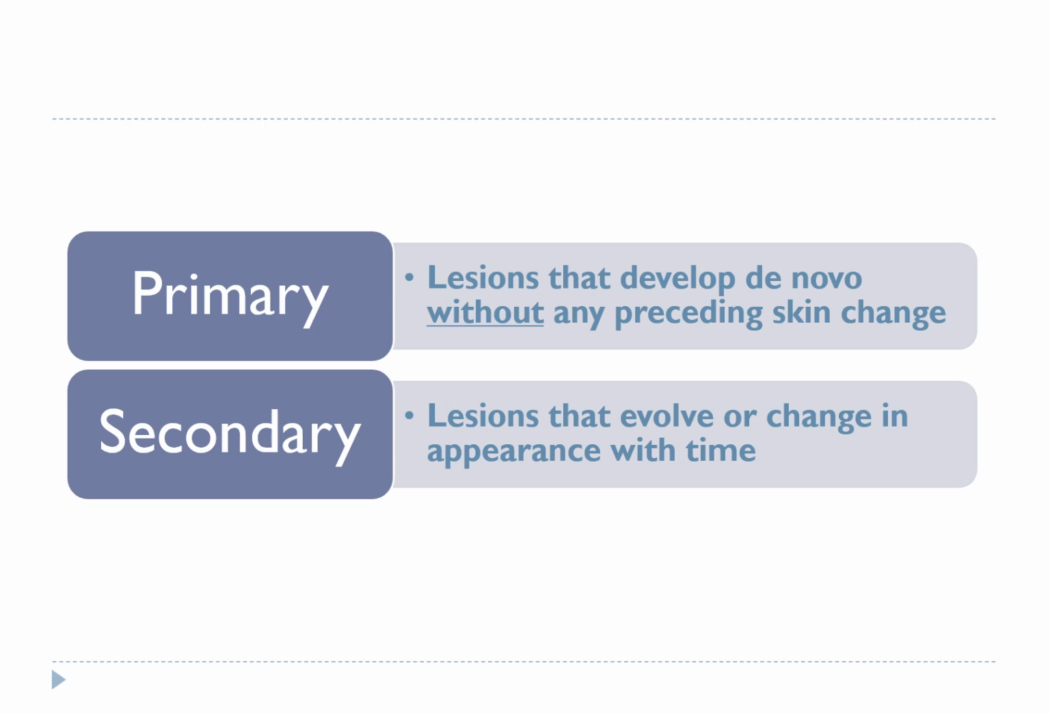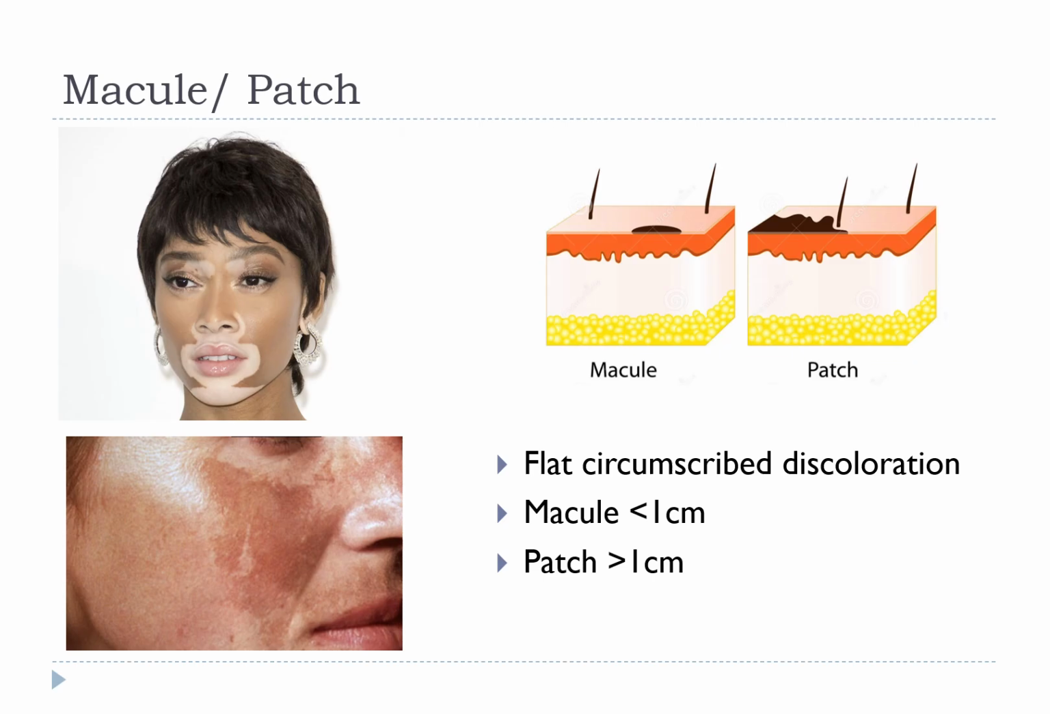We need to recognize them in order to reach a proper diagnosis. So what are the primary lesions we usually encounter? A macule is a flat circumscribed area with an altered color or discoloration and less than 1 centimeter in size. And if it is larger than a centimeter, we refer to it as a patch. This alteration in color can be due to epidermal or dermal changes. The skin has a normal feeling upon palpation.